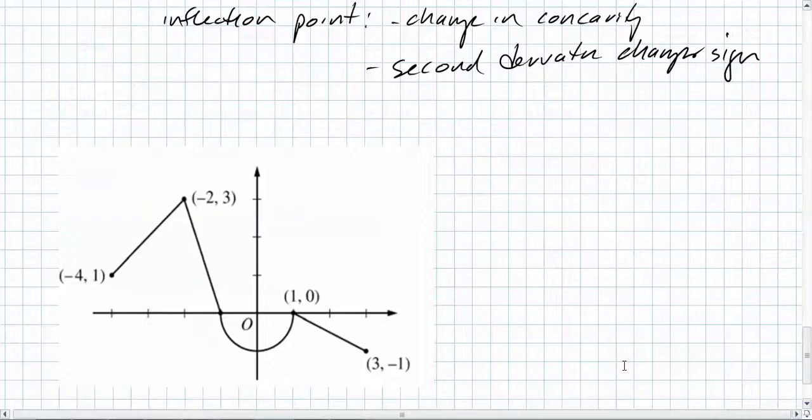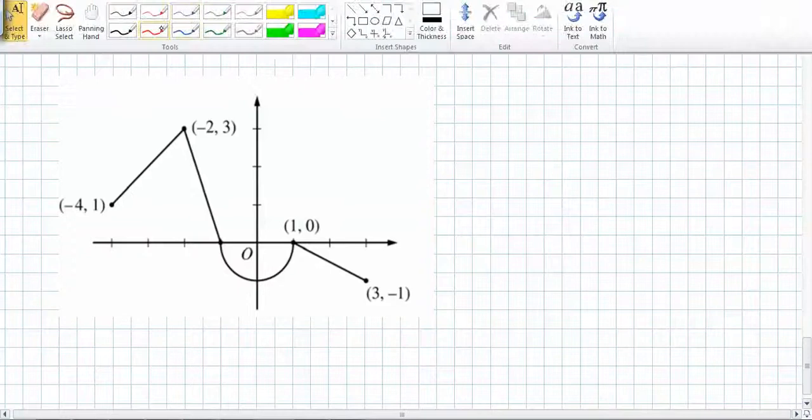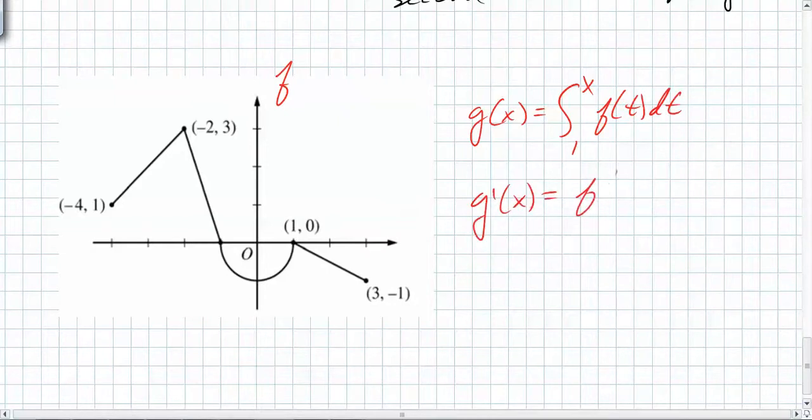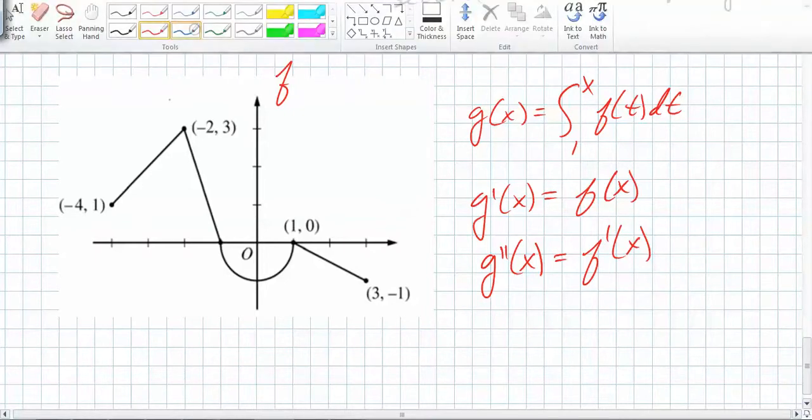Let's just get another picture of this graph. Hold on. So this right here is f, and we know that g of x is equal to the integral from 1 to x of f of t dt. So g prime of x is equal to f of x, and g double prime of x is going to be f prime of x. It's important because you will get it wrong on the AP exam if you say f of t.